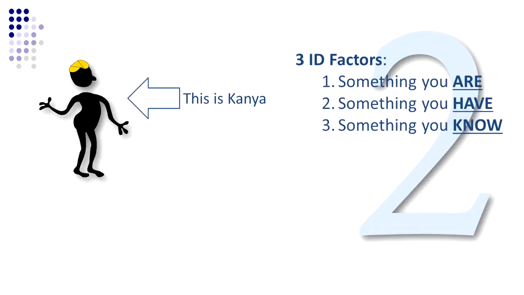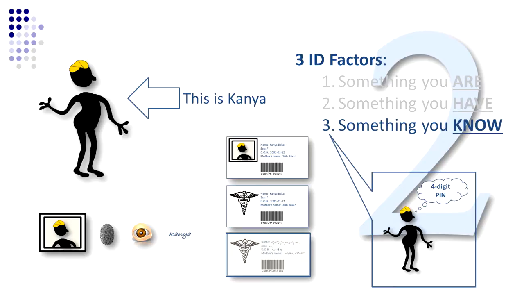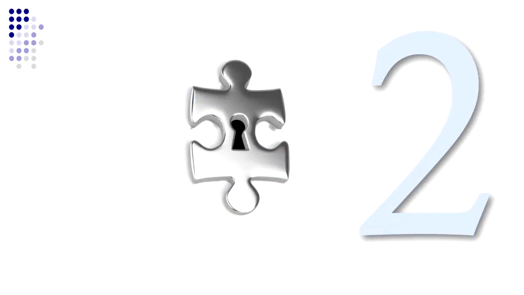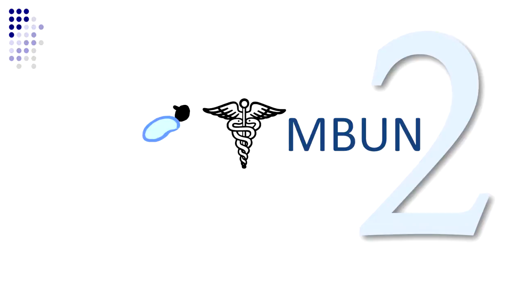This can be readily done by employing one or more of the 3 factors of identification: biometrics, wallet IDs, such as cards, or shared secrets. The key to this puzzle is for us to link Kanya to a meaningless but unique number, an MBUN, that we can use as an ID for health purposes. Kanya's baby will need his own MBUN too. Everyone needs to have their own ID, starting right from birth.